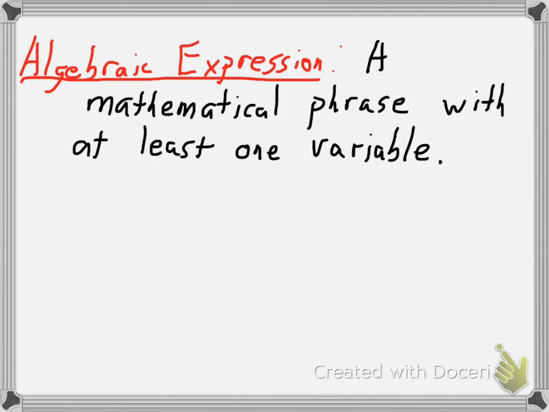Okay, another definition we have here is algebraic expression. An algebraic expression is a mathematical phrase with at least one variable. So picking apart some keywords in here. You know that in your expression you should have at least one variable. So you're going to have some letter in there somewhere. That's the first thing. So like the letter N.